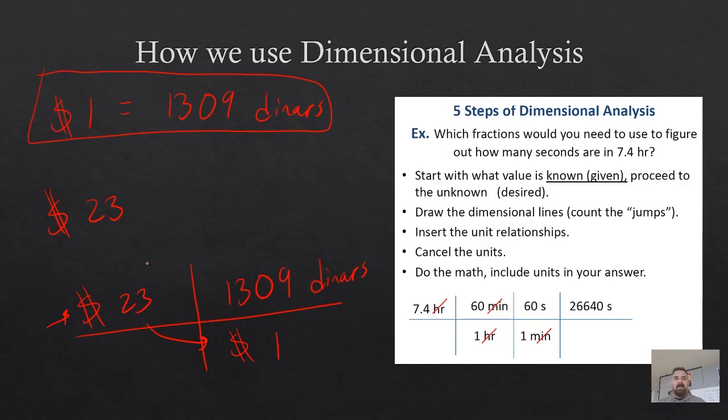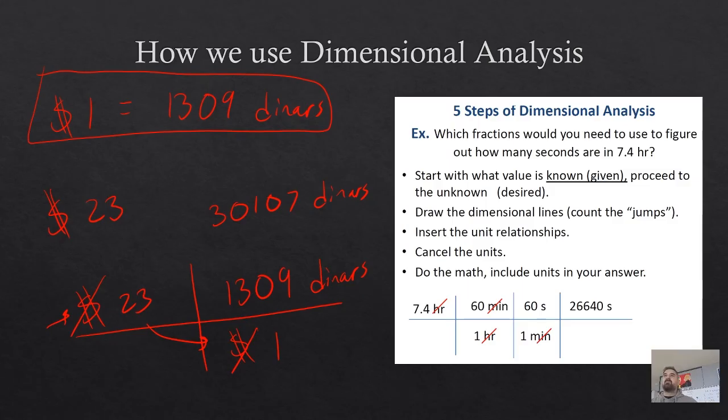Now everybody grab your calculators. We divide by the bottom. That gets rid of our unit. And then we multiply by the top. So if you have $23, how many dinars do you have? 30,107 dinars. Ignore the currency. Don't say, oh, I have more currency. Imagine both of these as digital currency. In which case do you have more money?